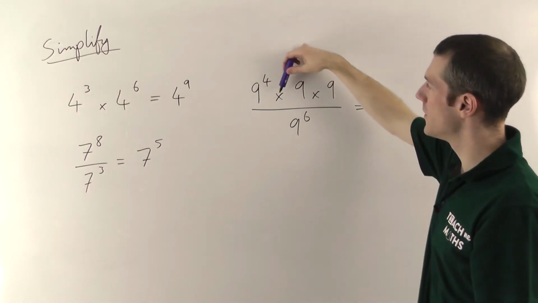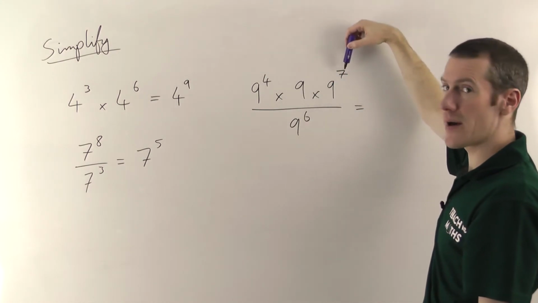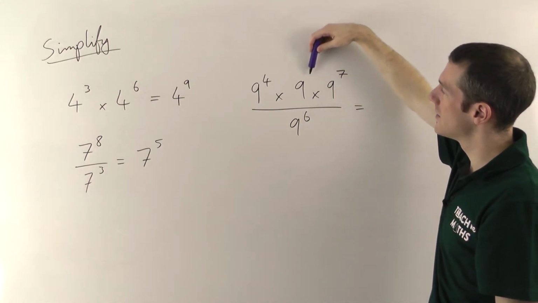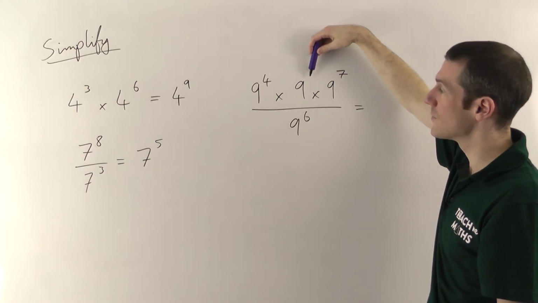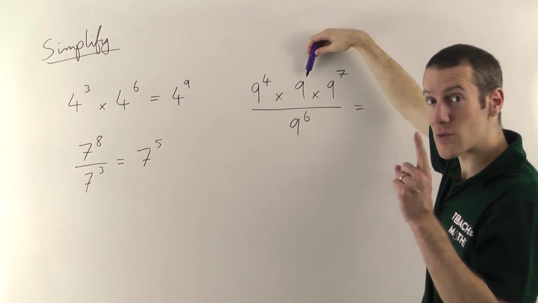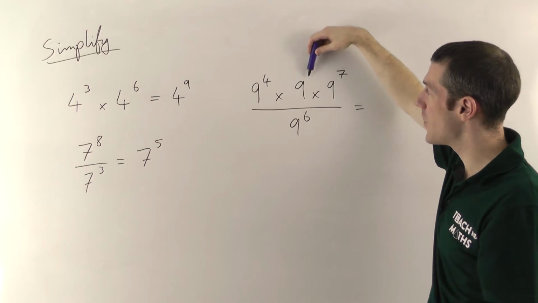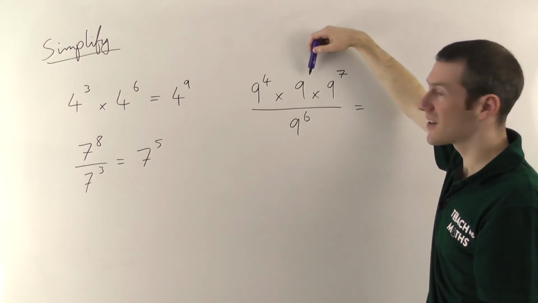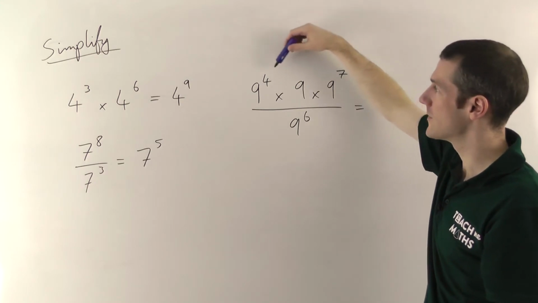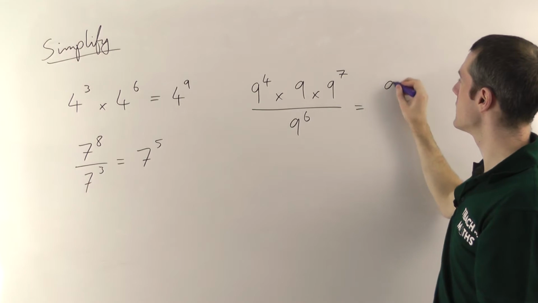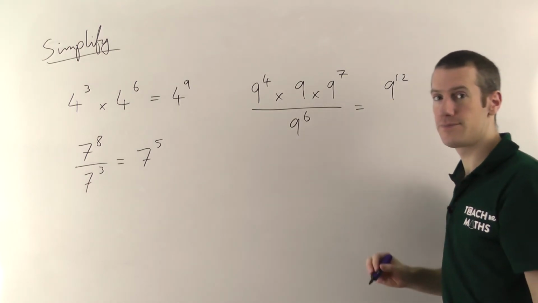So on the top, we're multiplying, so you just add all the powers, and you need to be very careful here. This 9 has a power. I know it doesn't look like the power there, but remember, if a number doesn't have a power, it does really, and the power is 1. So this is actually 9 to the power 1. There's an imaginary power 1 there. So when you're adding the powers here, don't think of that as nothing, it's a 1. So it's 4 plus 1, which gives you 5, plus 7 will give you 9 to the power 12.